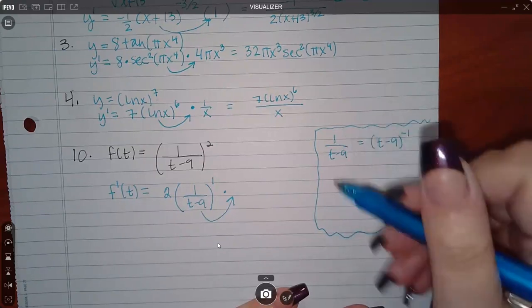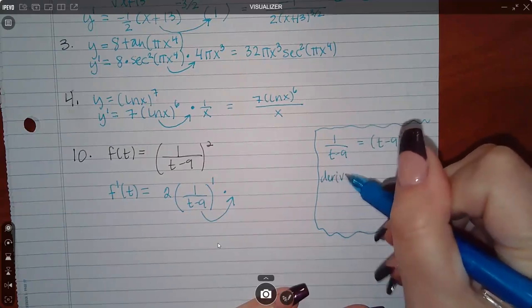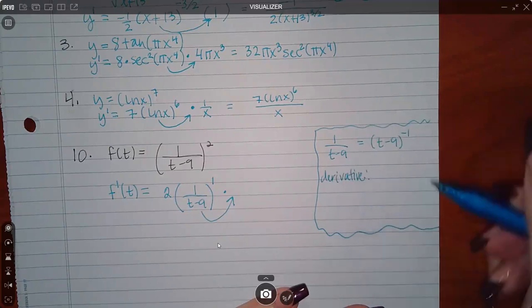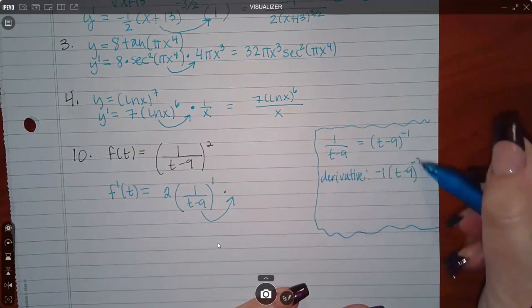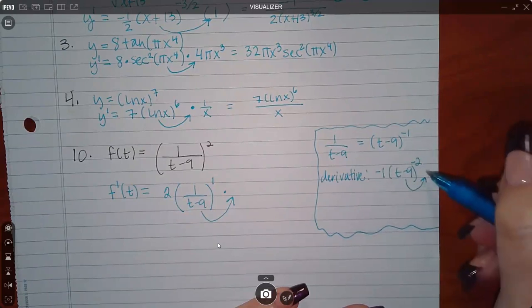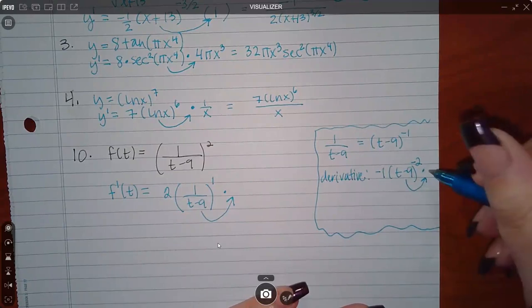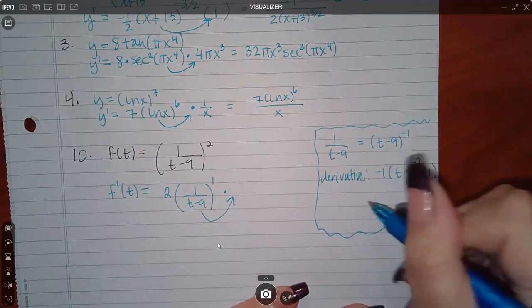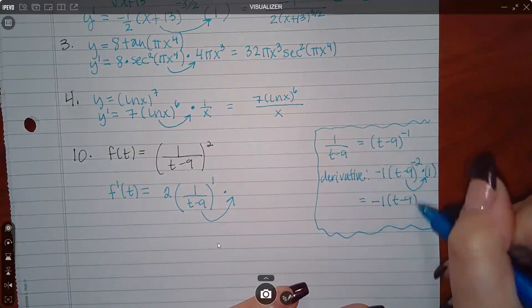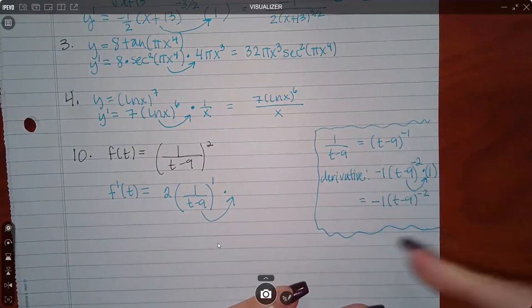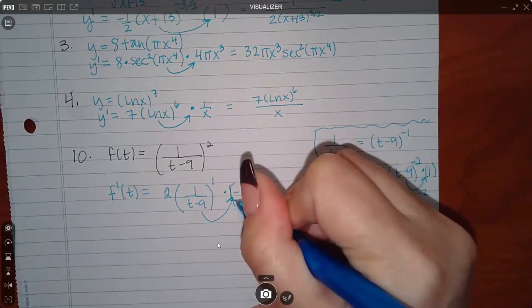So if I wanted to do the derivative, I would bring down my power, keep the base the same, decrease the power by 1. And then multiply by the derivative of t minus 9. What is the derivative? Yes, it's 1. So it really doesn't change anything, does it? You get -1 times t minus 9 to the power -2. And that is the derivative. So that's what would be going here.